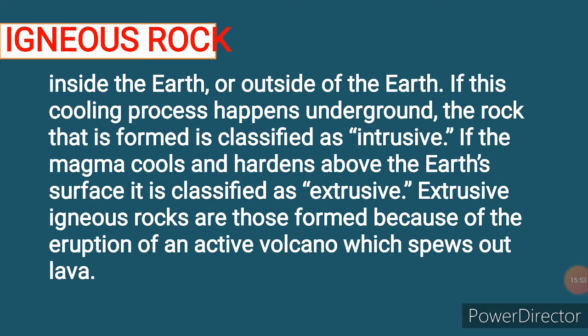Now, inside the earth or outside the earth, if the cooling process happens underground, the rock that is formed is classified as intrusive. So we have intrusive igneous rock. But if the magma cools and hardens above the earth's surface, where it is called lava now, it is classified as extrusive igneous rock. Say extrusive igneous rock. Extrusive igneous rock.